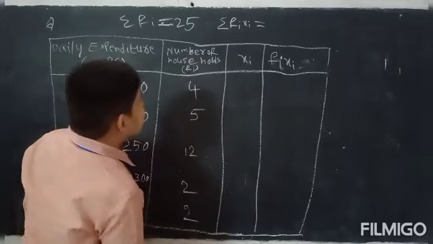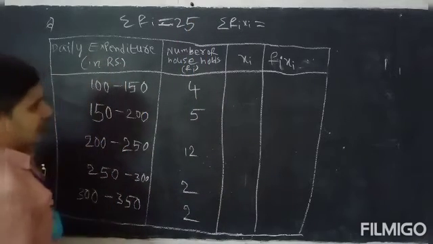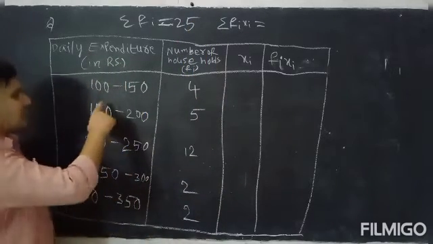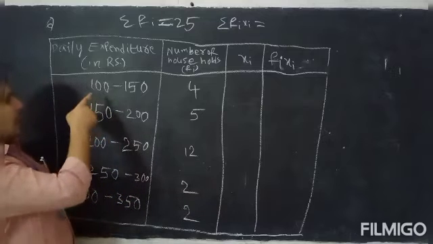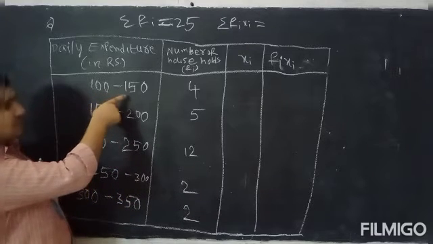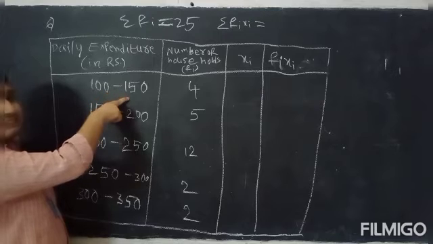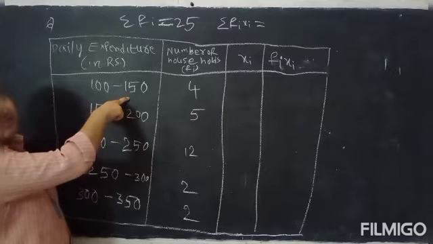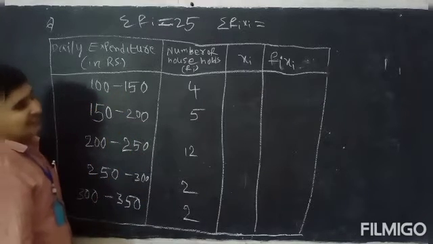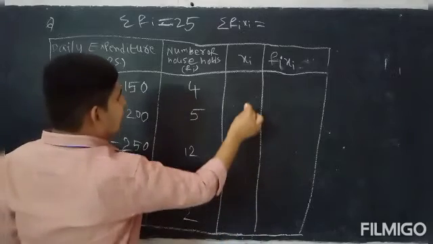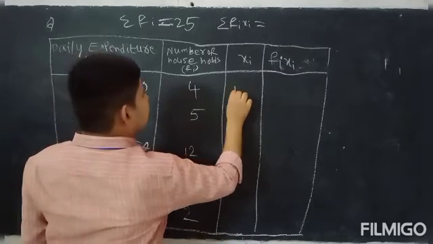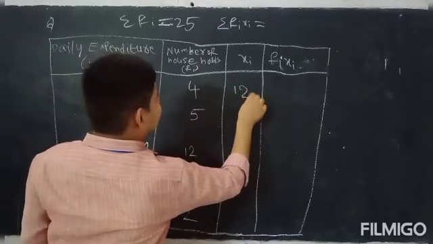Sigma fi equal to 25. Now the x value. And the x value is what? Upper boundary plus lower boundary by 2. So 100 plus 150 equal to 250. 250 by 2, 125.